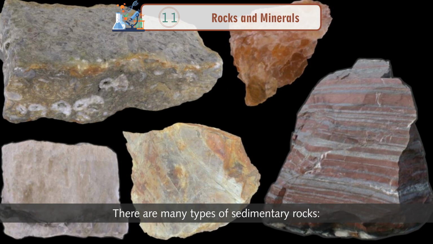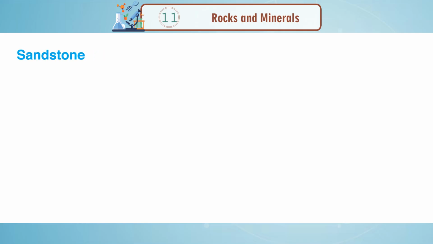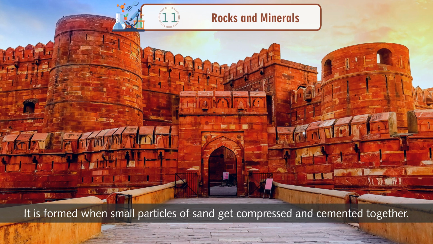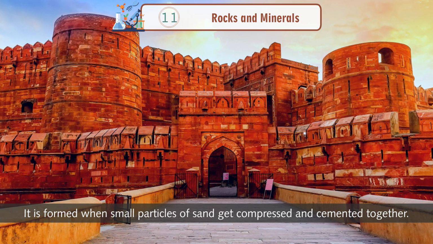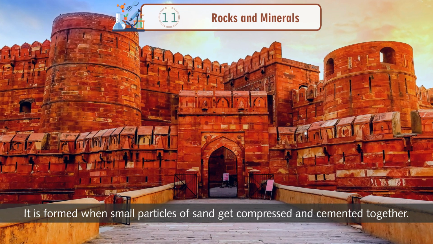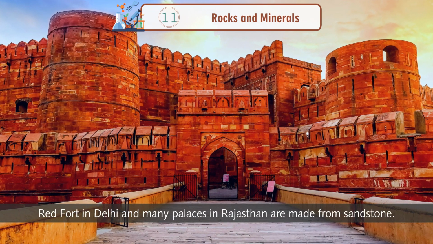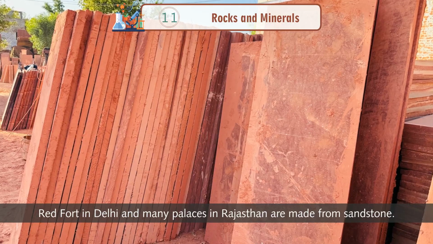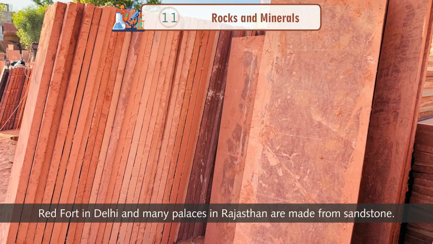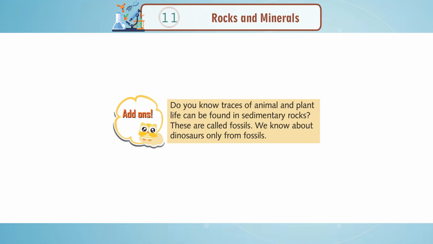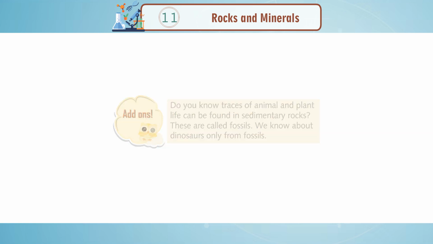There are many types of sedimentary rocks. Sandstone. It is formed when small particles of sand get compressed and cemented together. This rock is used to construct buildings. Red Fort in Delhi and many places in Rajasthan are made from sandstone. Add-ons. Do you know traces of animal and plant life can be found in sedimentary rocks? These are called fossils. We know about dinosaurs only from fossils.